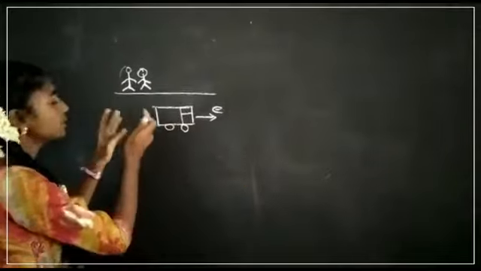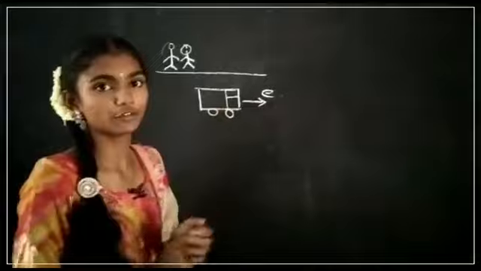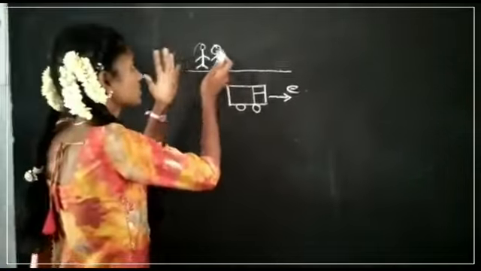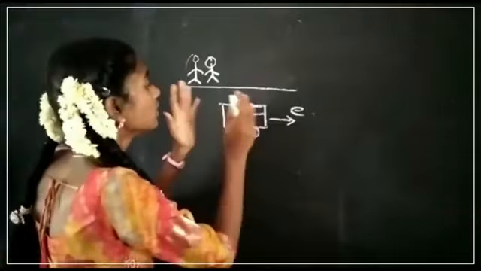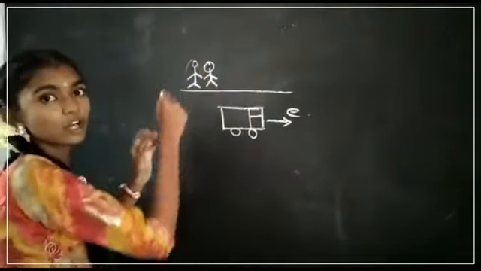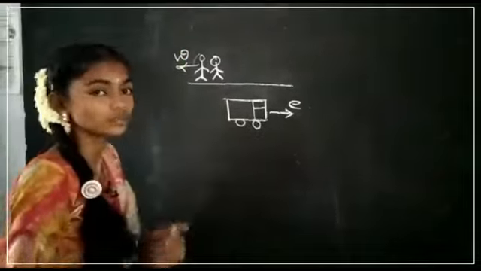So in their point of view, they are thinking like this, and in the passengers' and driver's point of view, they are thinking that they are at rest and the two persons standing here are moving towards the west. Why am I saying west here? Because the bus is moving towards the east. They are thinking that the people are moving towards the west direction.